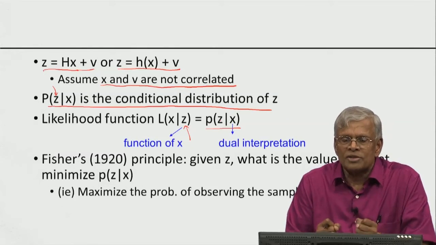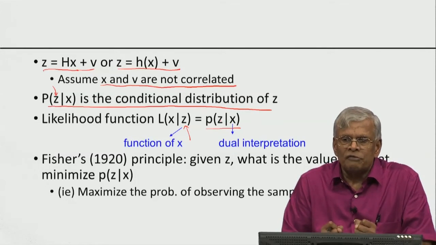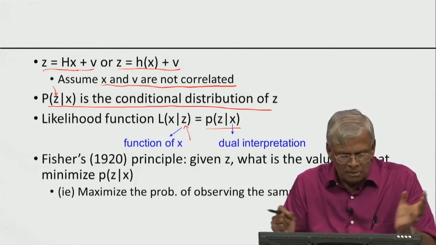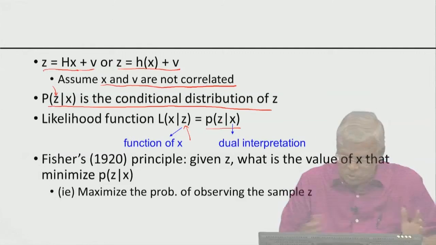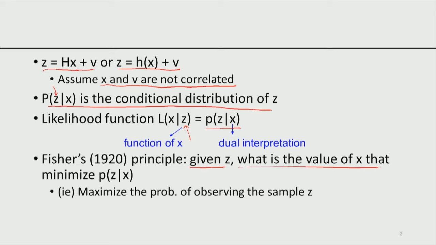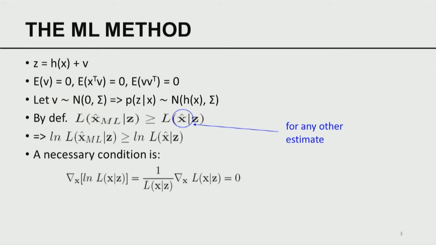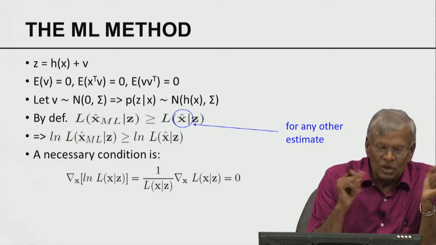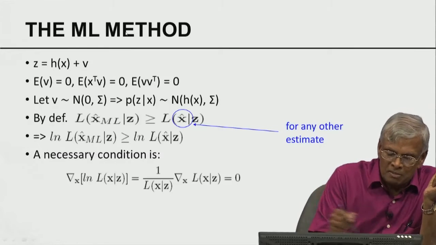That's the fundamental difference. And this difference is an enormous difference that led Fisher to be able to concoct a new class of methods called the maximum likelihood method. So Fisher in 1920, Fisher's principle: given z, what is the value of x that will maximize the probability of observing the sample z given x? That's the basic idea here. So that is the underlying principle of Fisher's strategy, the maximum likelihood (ML) method.